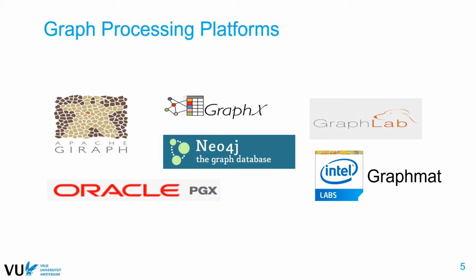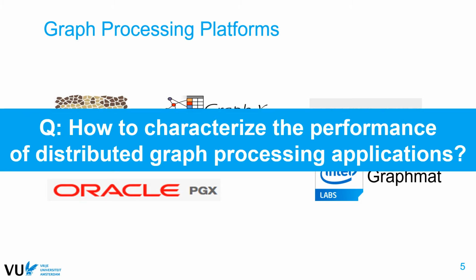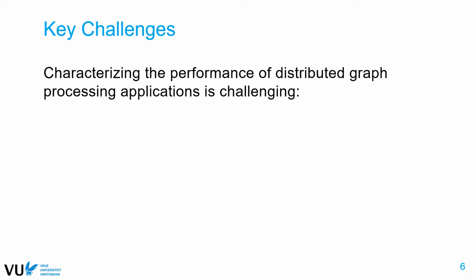For the community to build better platforms and for users to correctly tune the platforms they use, we believe that understanding graph processing performance is critical. Therefore, we ask in this work the question: how to characterize the performance of distributed graph processing applications. Performance characterization for distributed graph processing is daunting due to three key challenges.